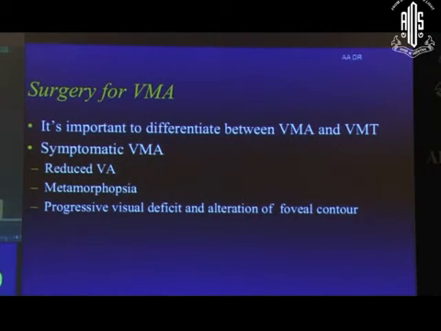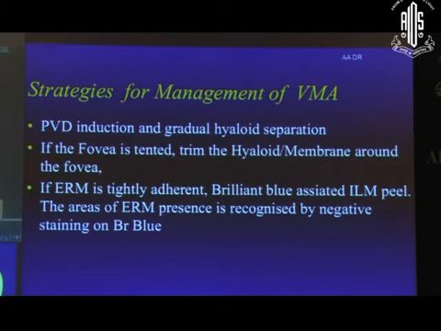So, for surgery for vitreomacular adhesion, it's important to differentiate between VMA and VMT. A symptomatic VMA, reduced visual acuity, metamorphopsia, progressive visual deficit, and alteration of foveal contour must be handled. Strategies for management of VMA: PVD induction and gradual hyaloid separation. If the fovea is dented, trim the hyaloid membrane around the fovea. If the ERM is tightly adherent, brilliant blue assisted ILM peel. The areas of ERM presence are recognized by negative staining of brilliant blue.